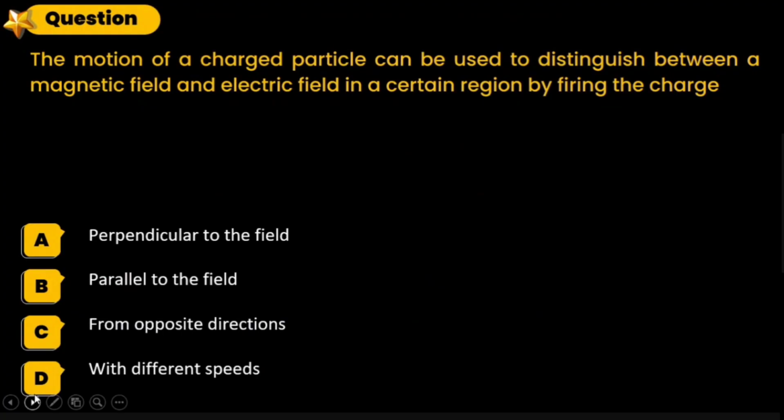So here we have a question. Let us try to answer it. Again, it is based upon the direction thing only. The question says that the motion of a charged particle can be used to distinguish between the magnetic field and the electric field in a certain region by firing the charge. Now, let us try to understand it. In order to understand this problem, we have to understand how a charged particle behaves when it enters into the magnetic field as well as into the electric field. Basically, we have to understand in which direction the charged particle actually moves in electric field as well as in the magnetic field.